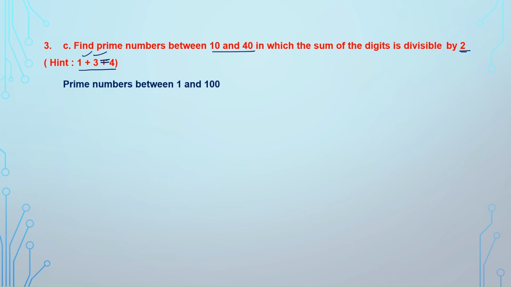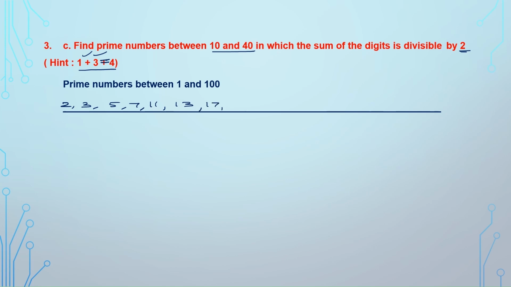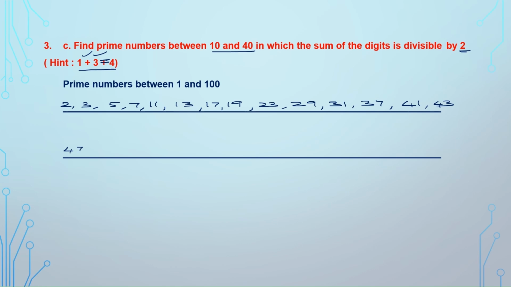So first let's write down prime numbers between 1 and 100. Again, it's going to be so useful to learn this. So 2, 3, 5, 7, 11, 13, 17, 19, 23, 29, 31, 37, 41, 43. Let's continue. 47, 53, 59, 61, 67, 71, 73, 79, 83, 89 and 97.